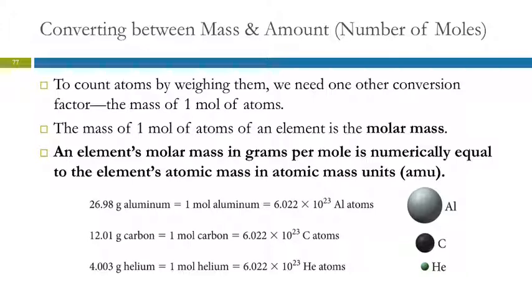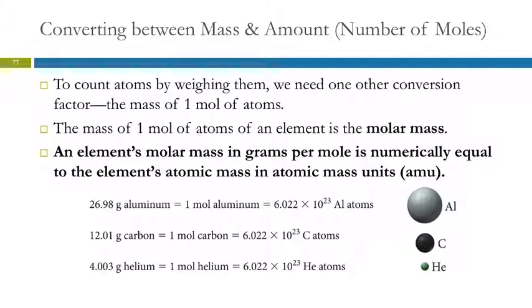So that's great. We can convert between atoms and moles, but to count them by weighing them, we need one more thing, the mass of 1 mole of atoms. So that's called the molar mass. The molar mass is the mass of a mole. The atomic mass is the mass of an atom. Okay? So because of how the mole and the atomic mass unit and the gram are all defined, this is true. An element's molar mass in grams per mole is numerically equal to the element's atomic mass in atomic mass units.